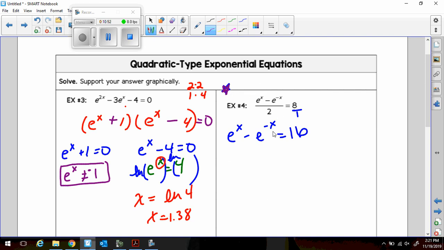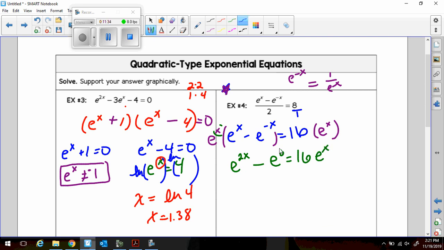So this e to the negative x is the same as 1 over e to the x. And what I want to do is bring it to the numerator, or get rid of this denominator. So I'm going to multiply both sides by e to the x. Both sides. As long as I do it to the right and the left, that's okay. I'm not changing my equation. Now e to the x times e to the x is e to the 2x minus e to the x times e to the negative x, which is e to the x minus x, which is e to the 0. And then this is 16 e to the x, right?